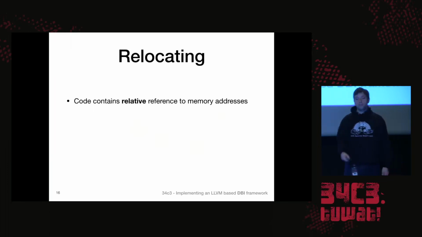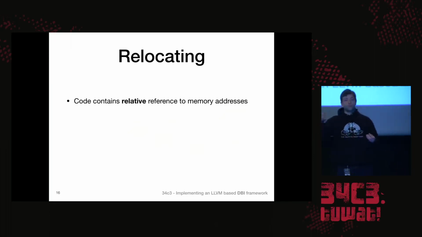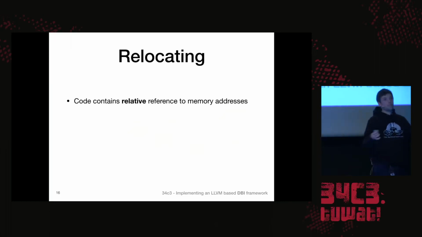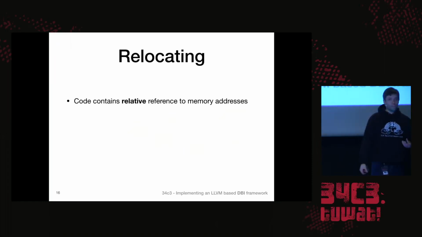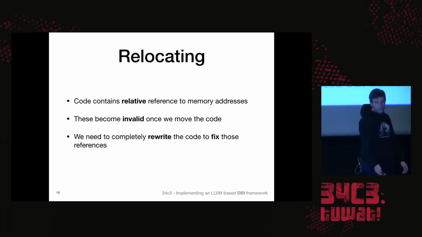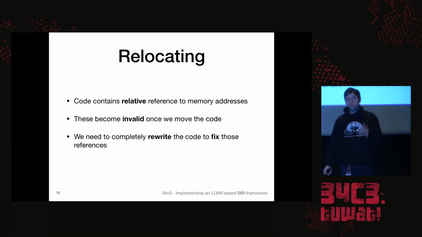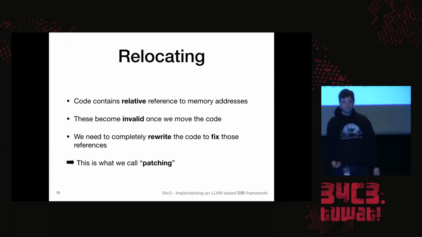The problem with relocating is that the code contains relative references to memory addresses. You might have a jump that says jump to the instruction 20 bytes forward, or a memory access that says I now need to access that piece of data which is 1037 bytes backwards from my position. And if you move everything, well, these references become invalid. So this means we need to completely rewrite the original code to fix all those references. In our engine, and what we'll present during this talk, this is what we call patching.